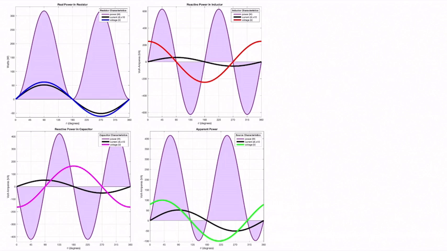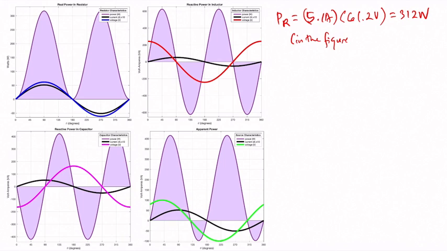If we compute the magnitude based on the values that we've used before, for the power across the resistor, we have 5.1 amperes, that's the current that we computed before, and the voltage across the resistor is 61.2 volts. This is the actual amplitude. If we do the mathematics, this is 312 watts. But if you look at the figure, the power is approximately 317 watts, which is about the same, probably just due to some rounding off error.